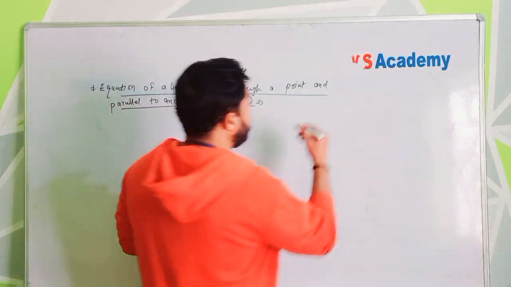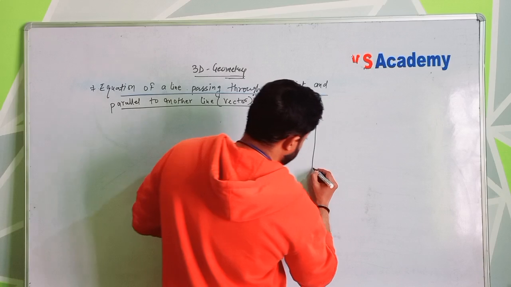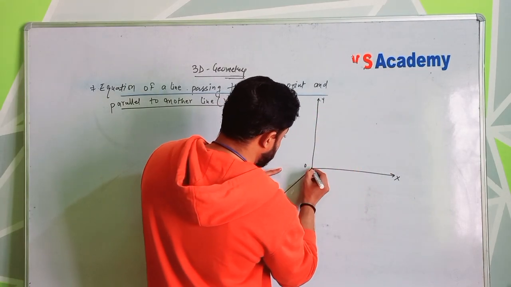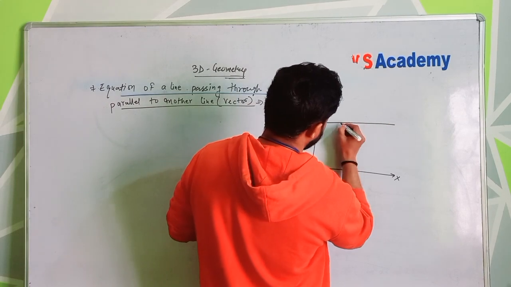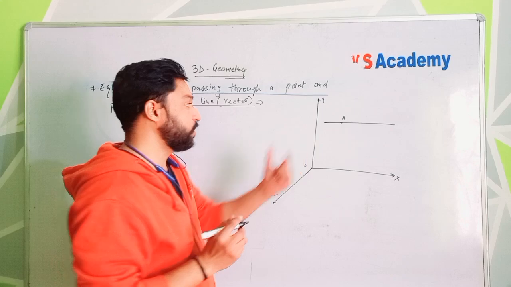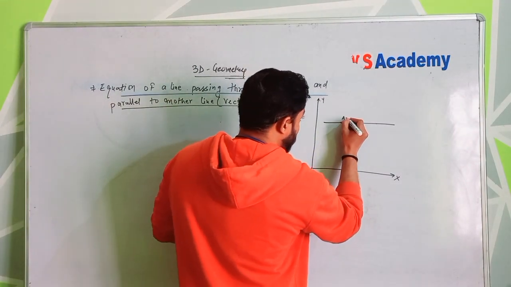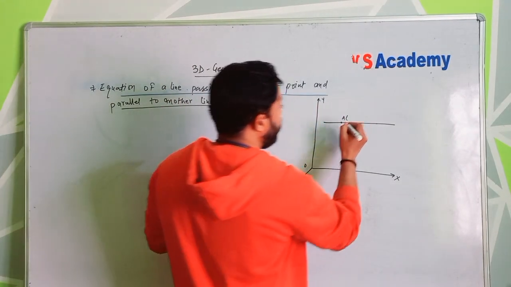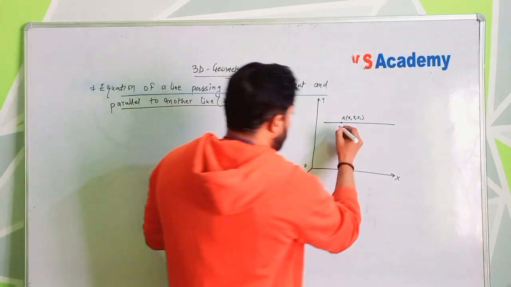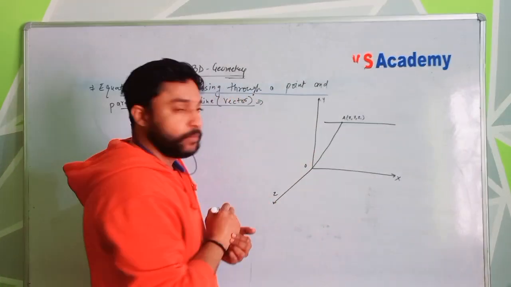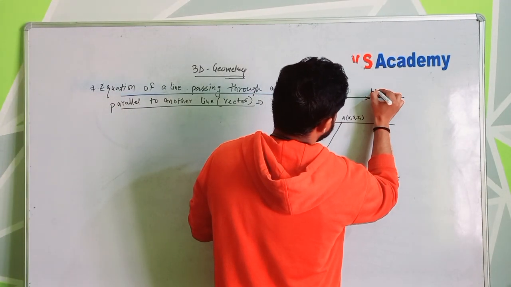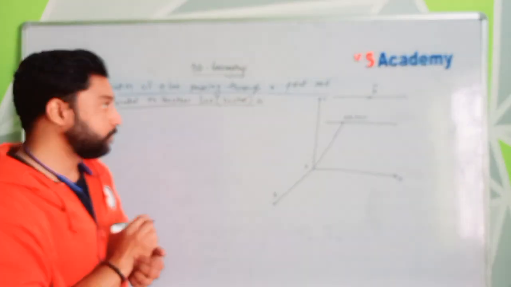First of all, I can draw a diagram. You can see here I have a 3D plane with x, y, and z axes. I can assume that I have a point A, and a line passes through this point A, whose coordinates are x1, y1, z1. I can join OA, and this line is parallel to another line or vector B.